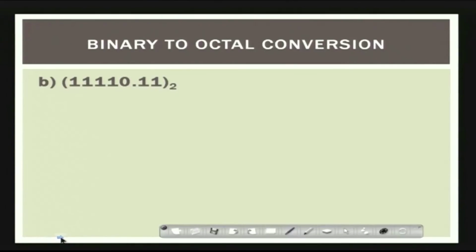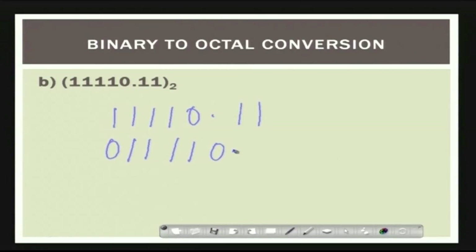In this example, I have taken 2 digits on the right hand side of the octal point. So, I will rewrite the number again. 1110.11. Now, the left hand side can be written as 011 and 110. So, you can see that the first group does not have 3 digits. So, I add a 0 here.